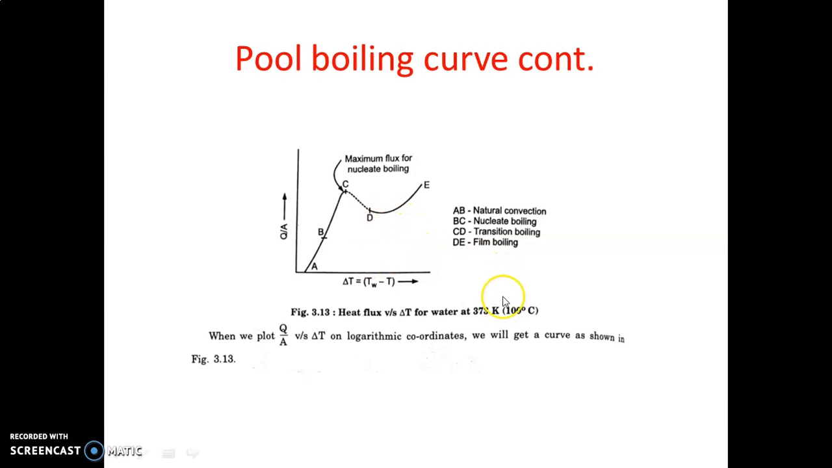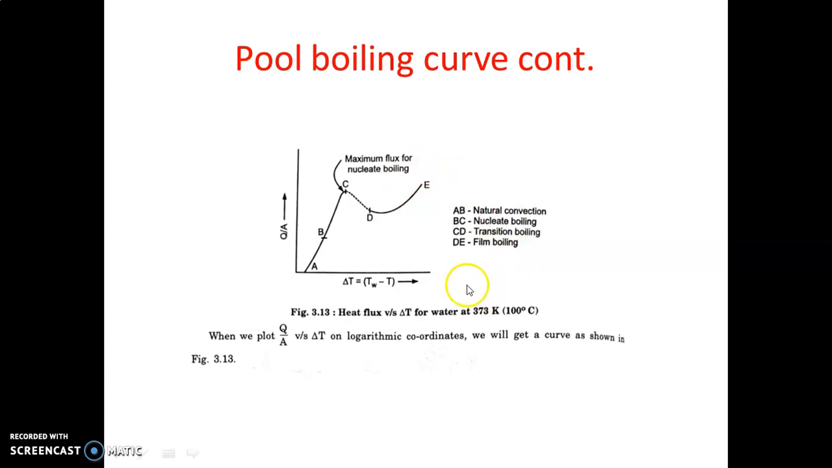Then beyond point D, the surface gets covered with a stable film of vapor, in which heat transfer takes place by conduction and then radiation. As delta T is increased, the heat flux increases slowly at first, and then increases rapidly due to heat transfer by radiation. So the segment DE is called film boiling.